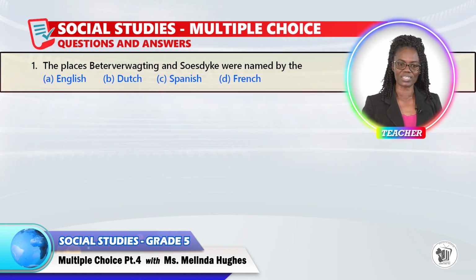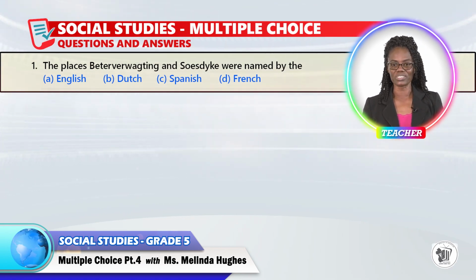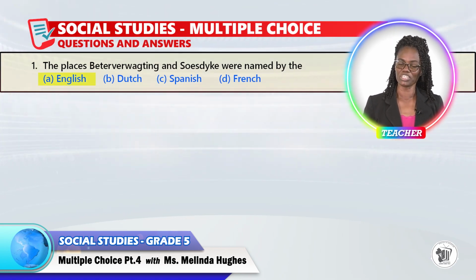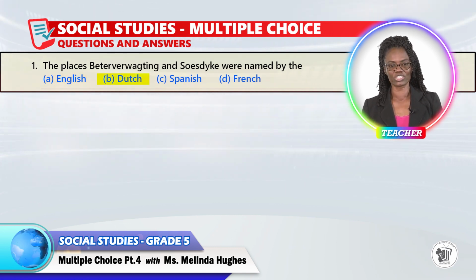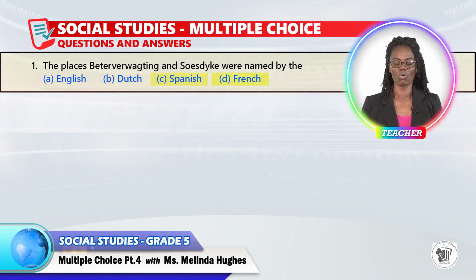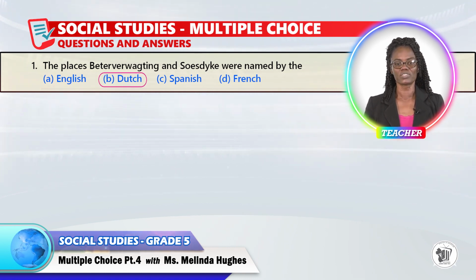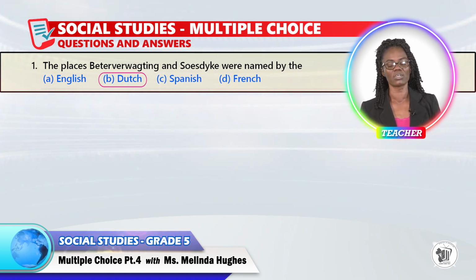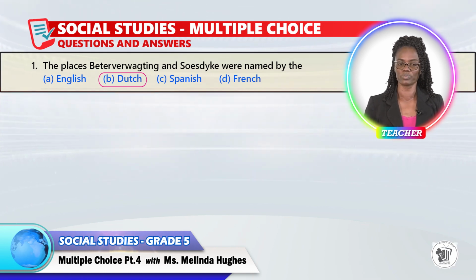So let's mark. The places Better Hope, Wakenaam and Soestdijk were named by the A, English, B, Dutch, C, Spanish, or D, French. The answer is B. The places were named by the Dutch.